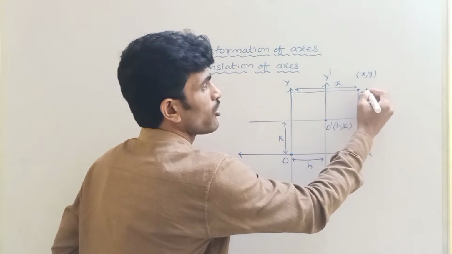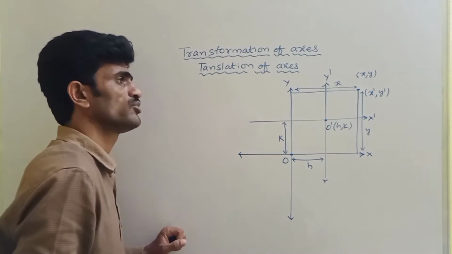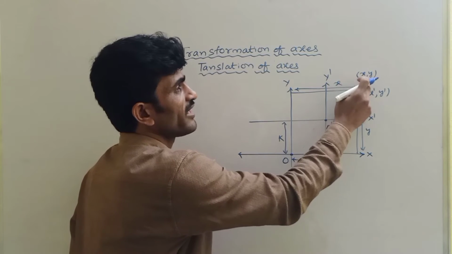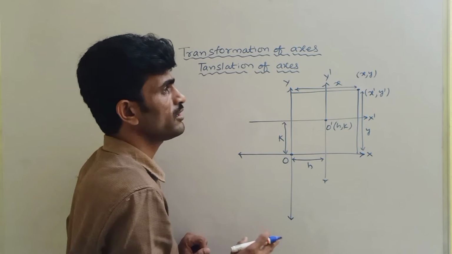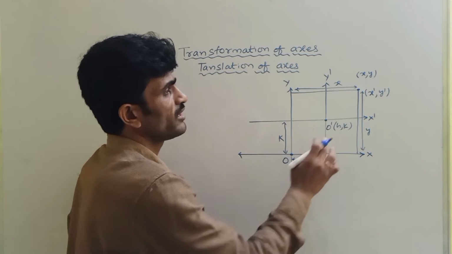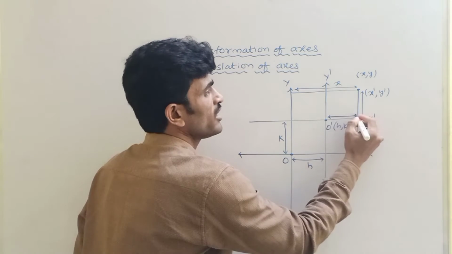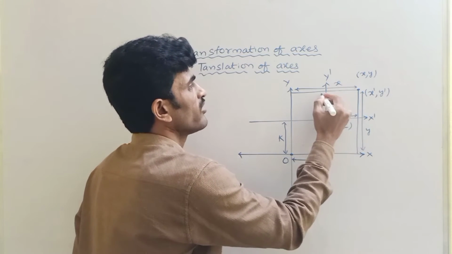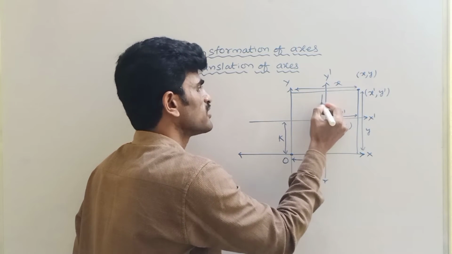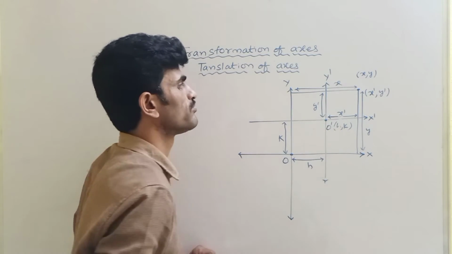Let us take that according to the new origin, the coordinates are x dash comma y dash. According to the original origin, the coordinates are x comma y. According to the new origin, the coordinates are x dash comma y dash. When the coordinates are x dash comma y dash, that means from here to here it is x dash, and from here to here it is y dash.